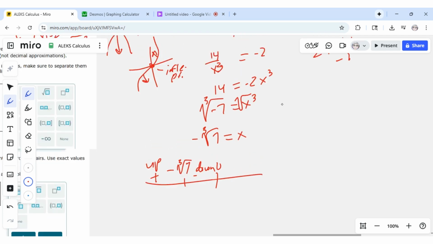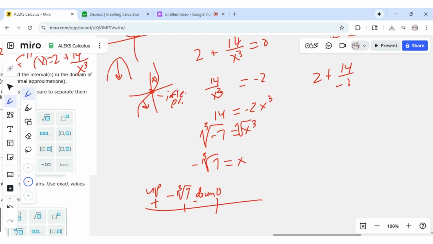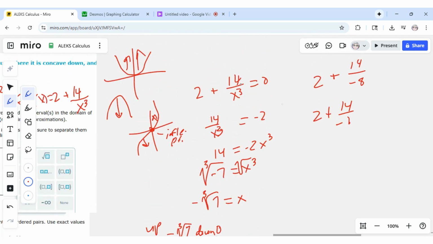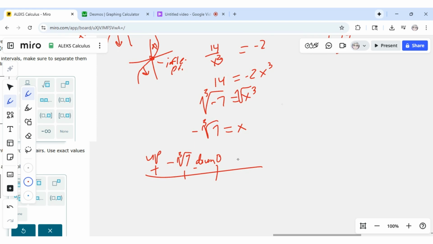And then let's test over here to the right of 0. I'm going to put in a 1. That's 2 plus 14. That's positive. So this is up. Okay.